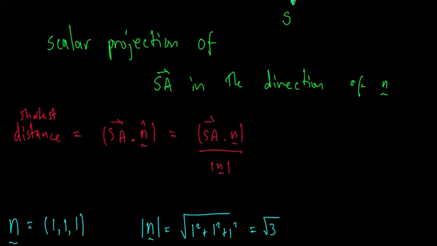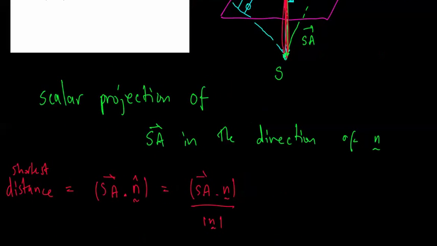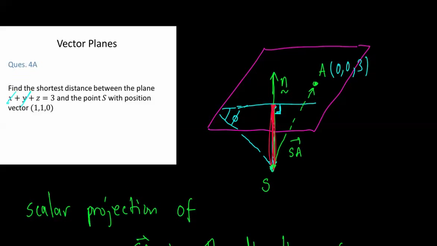I hope you can follow that. You really need to understand what scalar projection is and realize that this red bit here, the distance we're trying to find, is the scalar projection of the vector from S to a point on the plane A in the direction of the normal vector.